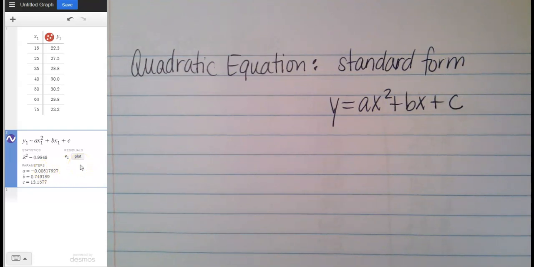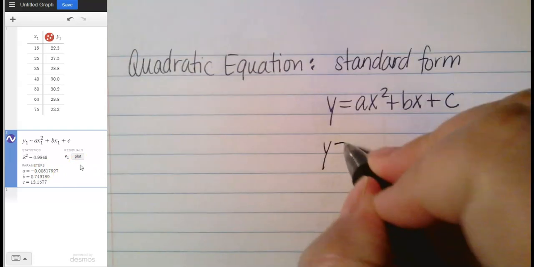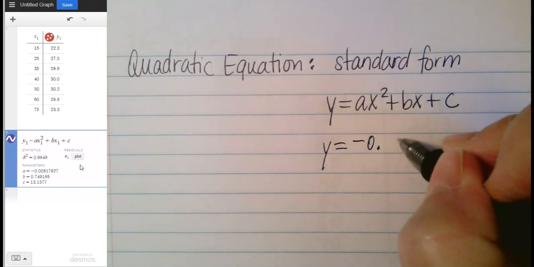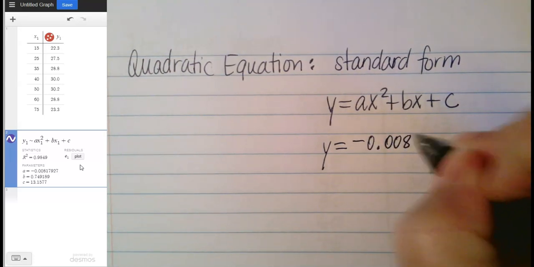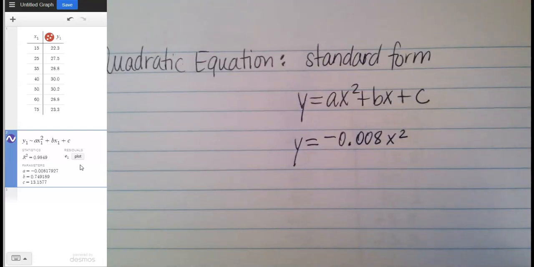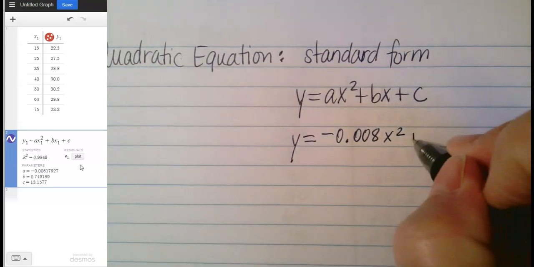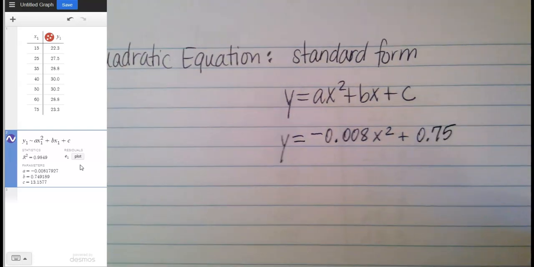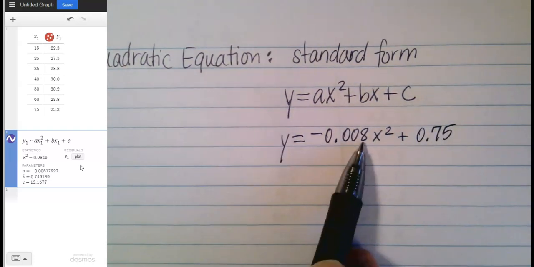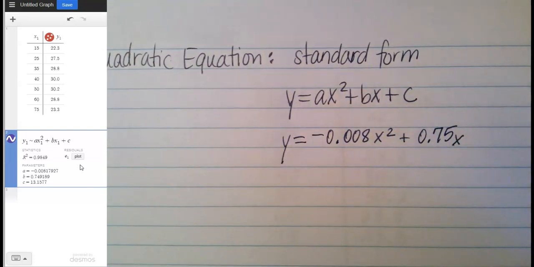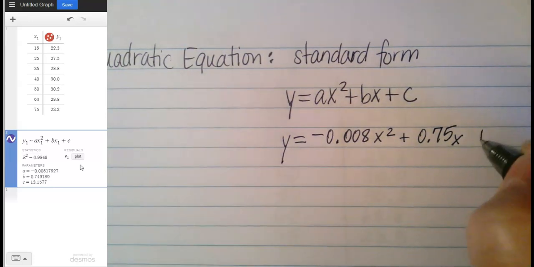Okay, this is kind of like in science you study significant digits. So I would go at least negative 0.008 x squared plus b is 0.749. I'm going to make that, let's go with 0.75. I like to do hundredths if I'm not trying to get to another number like this. And then c is 13.157, so that would be 13.16 if I'm going to the hundredths place.